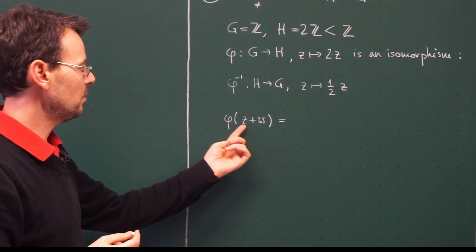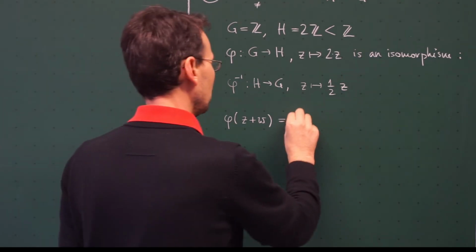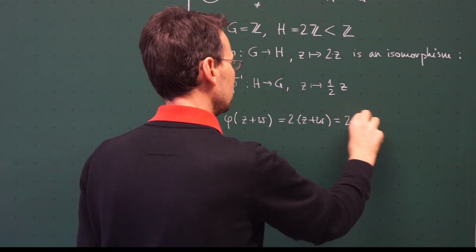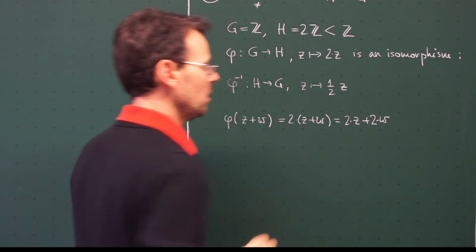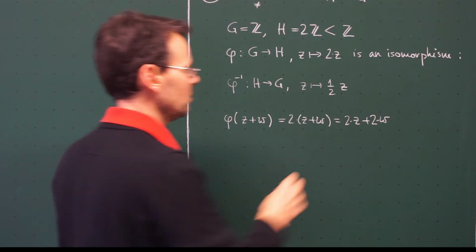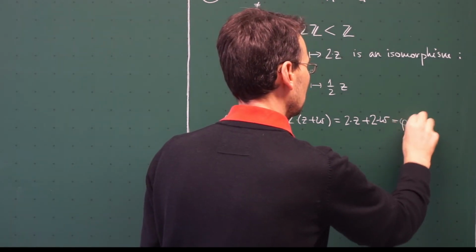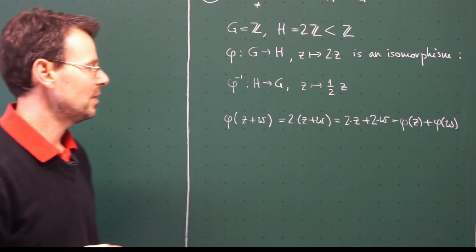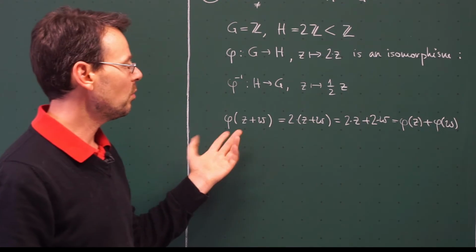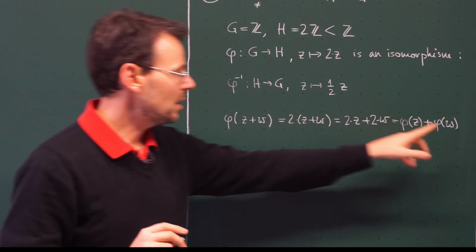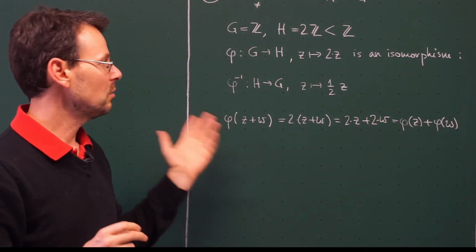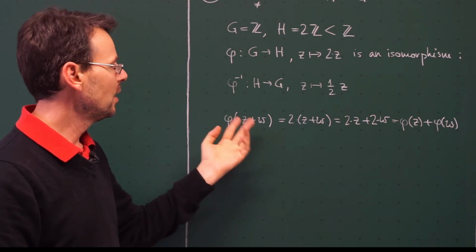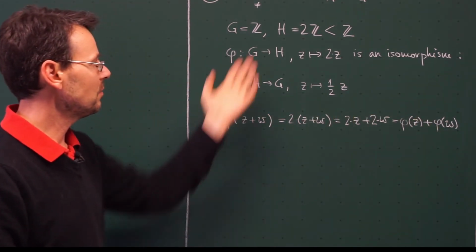Because what is phi applied to this sum here? It is 2 times z plus w, which by the distributive law is 2 times z plus 2 times w, which is exactly phi of z plus phi of w, showing that it is a homomorphism. Be aware that we have 2 additively written groups. The operation is written as plus, not times or dot or whatever. So this is the homomorphism property for this phi.